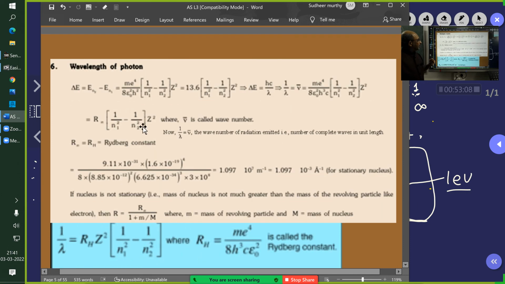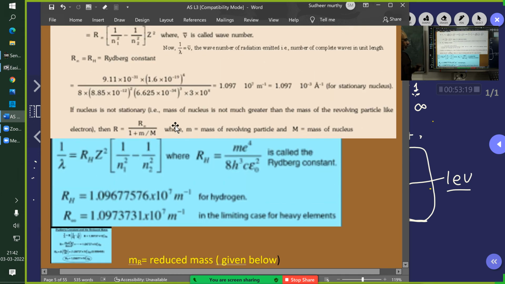Then of course, we get this wonderful formula which we often use, regarding the wavelength of the photon.